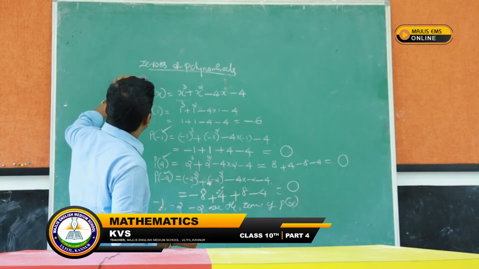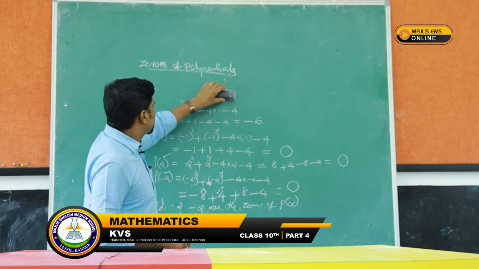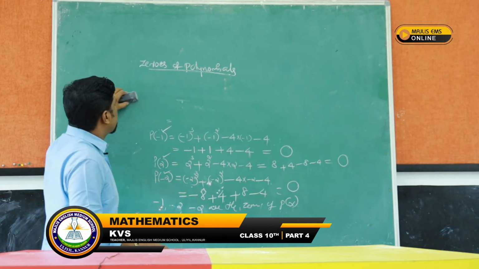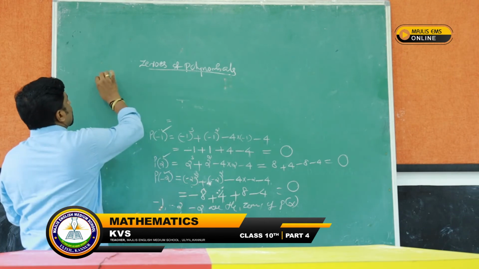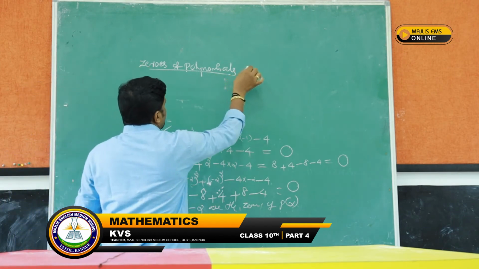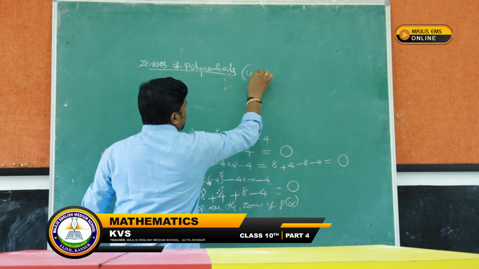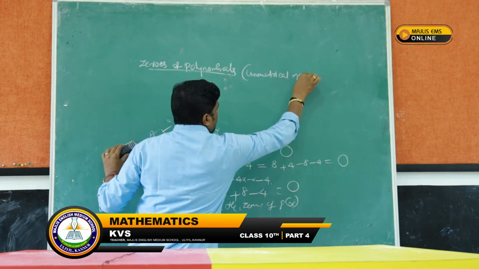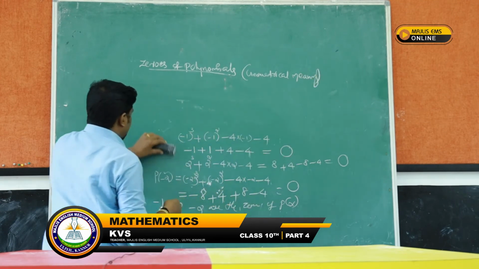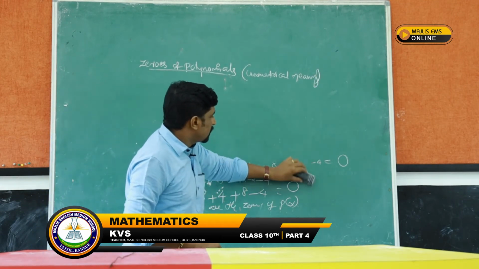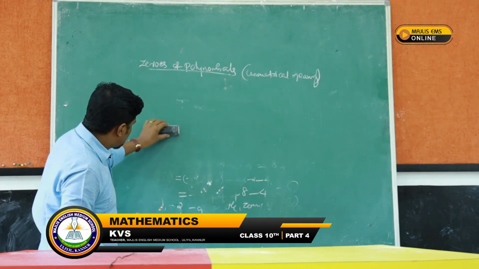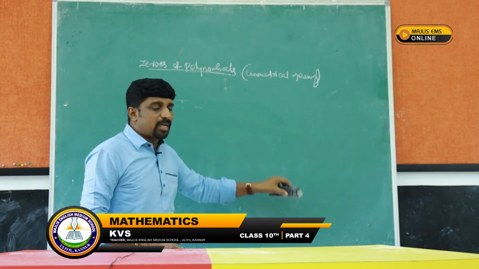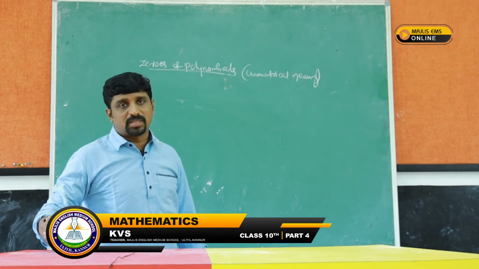Now I can explain the geometrical meaning of zeros of polynomial. Geometry means based on the figure I can explain the zeros of polynomial. Here we will discuss only the number of zeros, how many zeros there are.